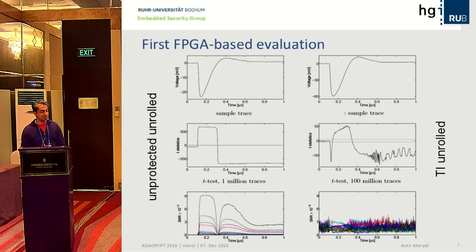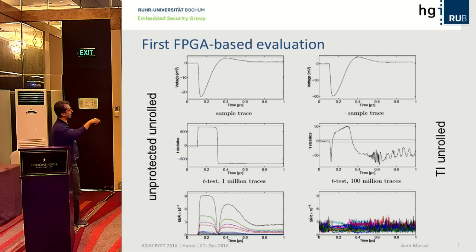If you implement this and then measure the power traces, this is an FPGA-based evaluation. Here, at the left side is the unprotected, unrolled implementation, and the right side is the TI protected, but of course it's still an incorrect TI protected, unrolled version. And then the power consumption is of course increased roughly 3 times because the circuit is of course much larger.